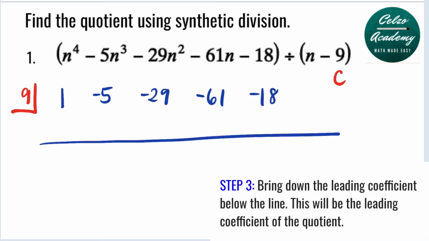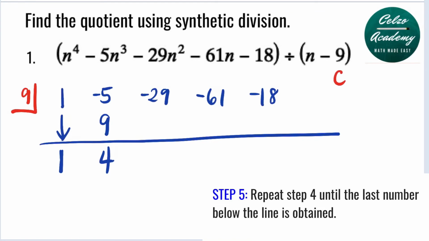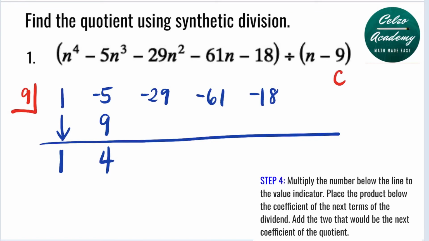The first thing that we need to do is bring down the leading coefficient 1, and that becomes the leading coefficient of our quotient. Now we need to multiply 1 by 9, and that is 9. Now we need to add negative 5 plus 9, and that is 4. Now we need to multiply 4 by the value indicator 9, and that's 36.